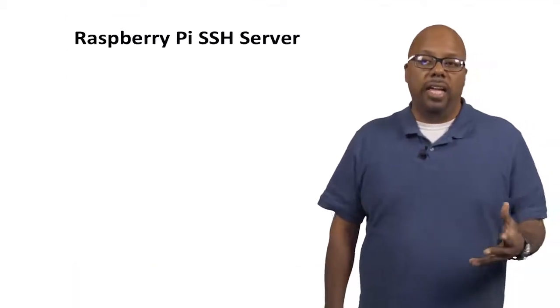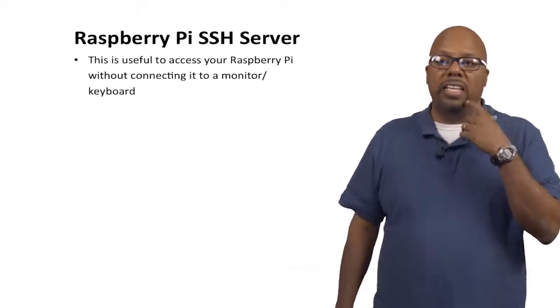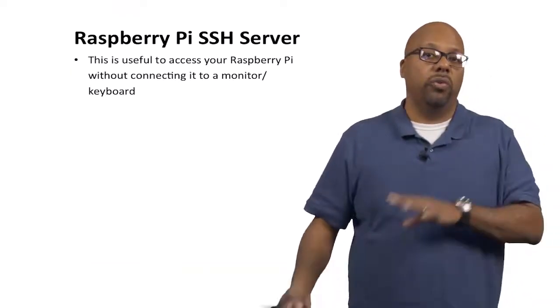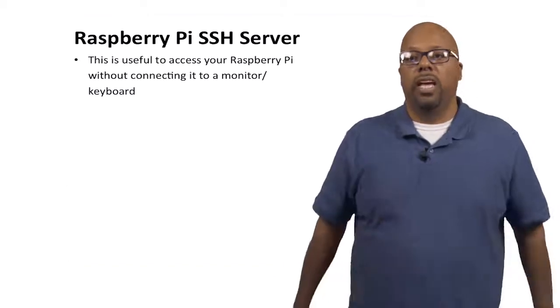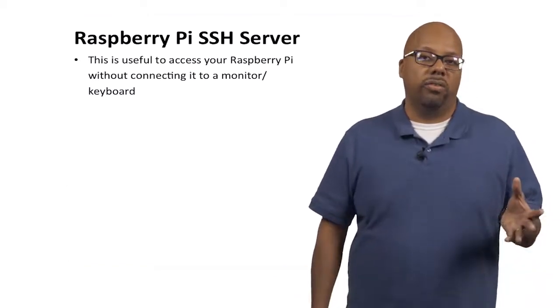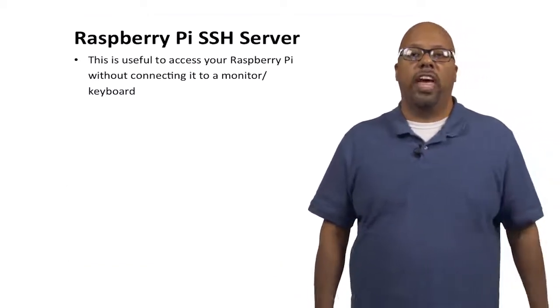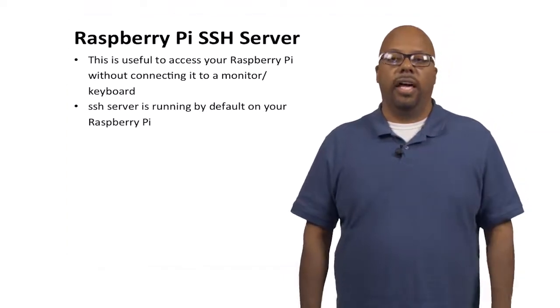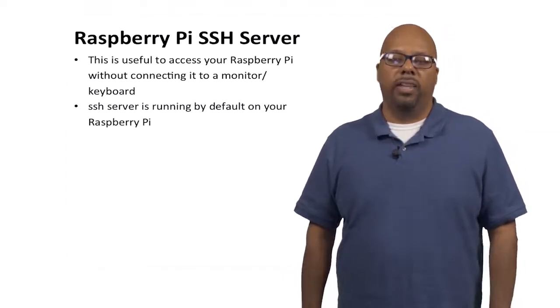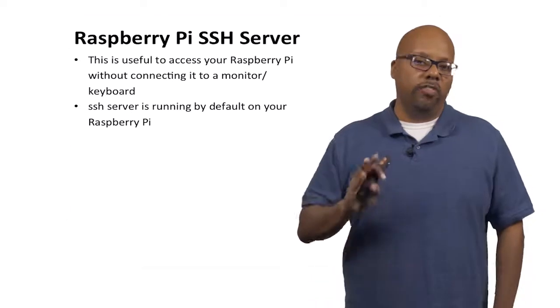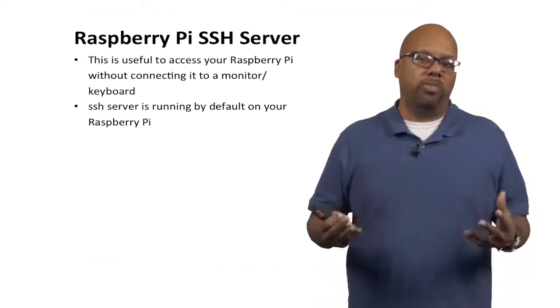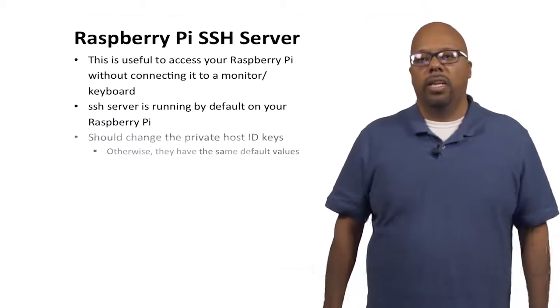So the Raspberry Pi has a secure shell server. So if you want to connect to the Raspberry Pi remotely, it's useful to connect without the keyboard and monitor and all that. Actually, I use it now a lot to use my Raspberry Pi. So the SSH server is running by default on your Raspberry Pi, so you don't have to do anything. You just power it up and it'll be running.